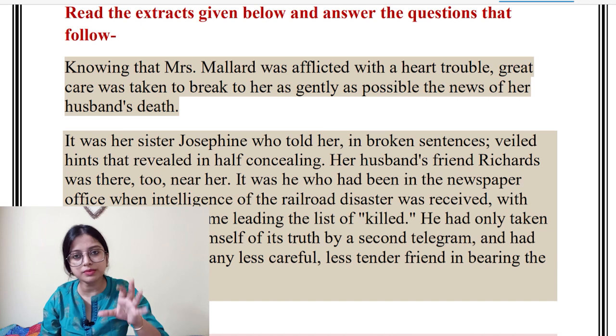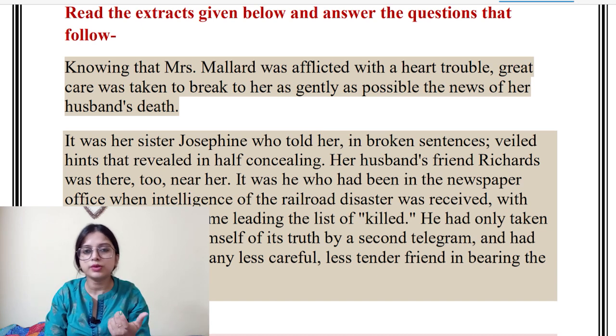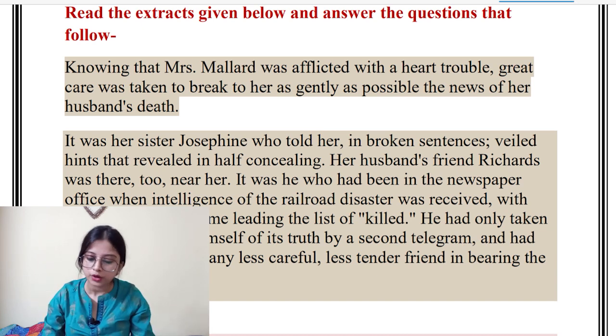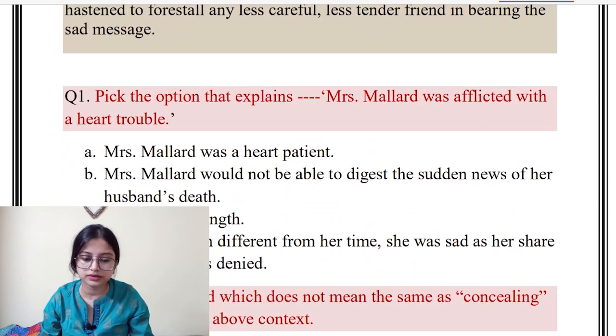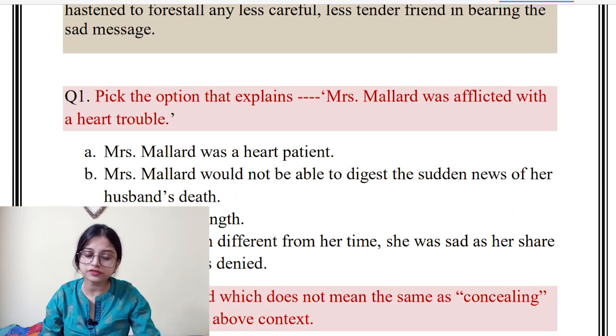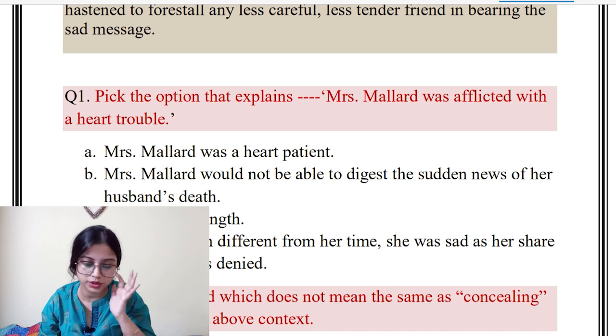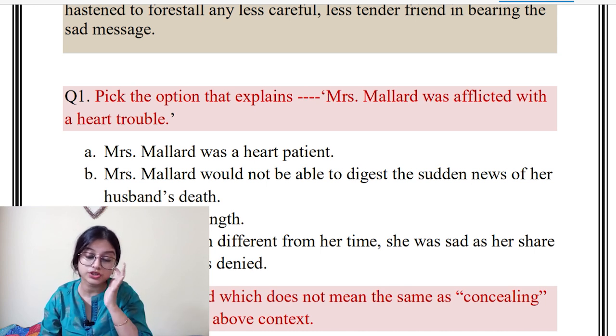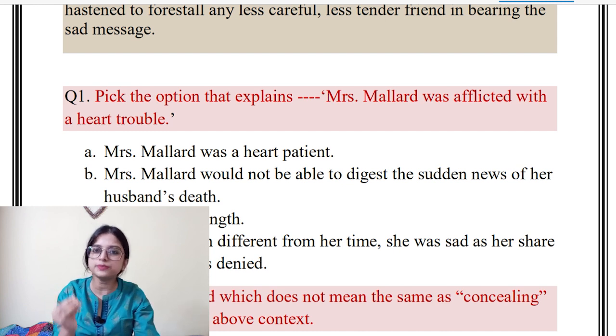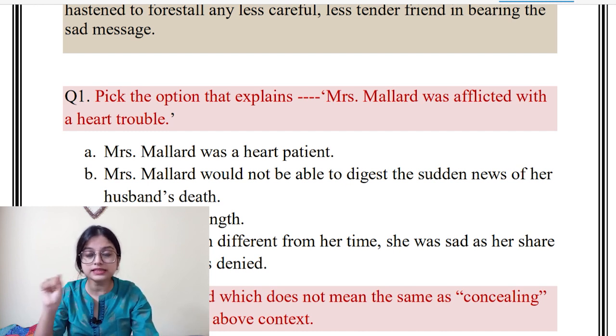The question may come in the same reference to context pattern, but it will be of the MCQ type. These are just the first two paragraphs set for the MCQ. Question number 1: pick the option that explains "Mrs. Mallard was afflicted with a heart trouble." You just have to find the option which explains this line best.